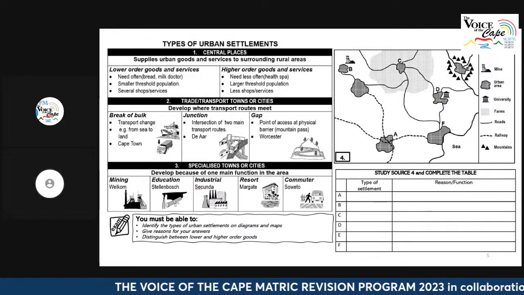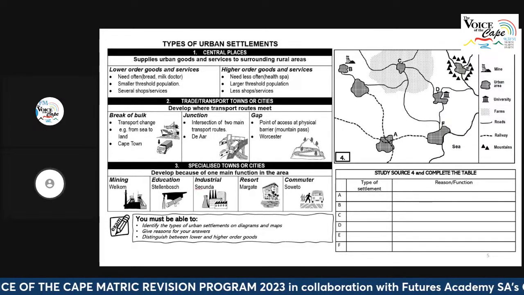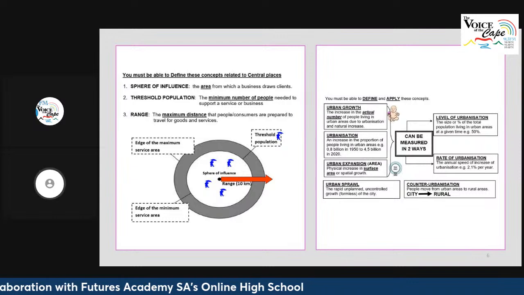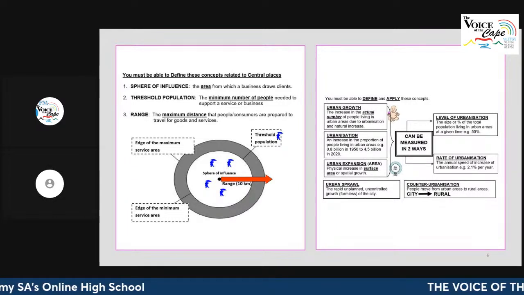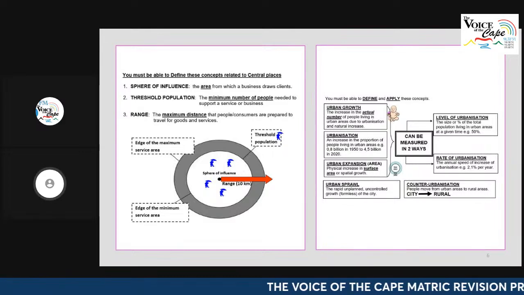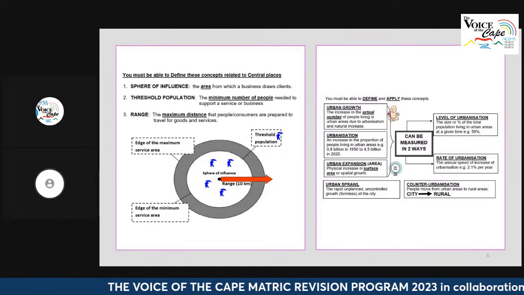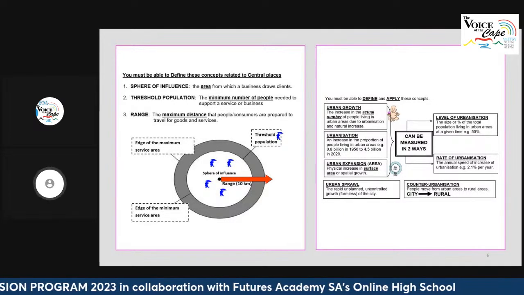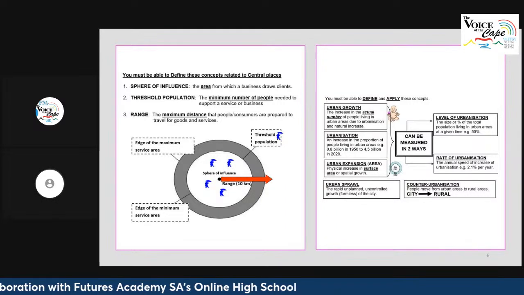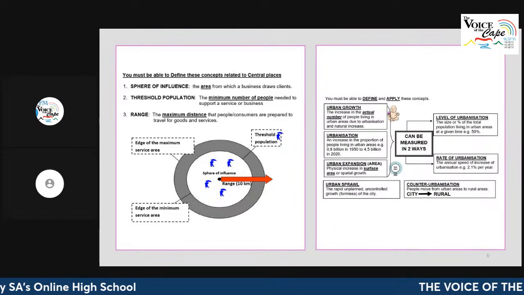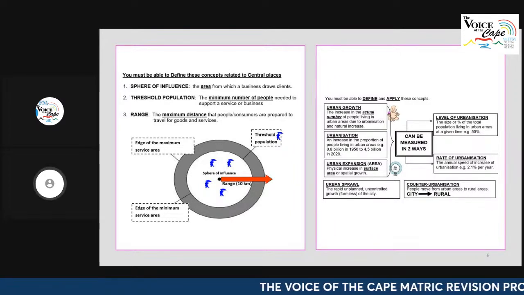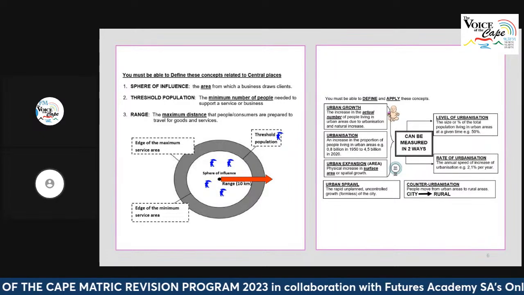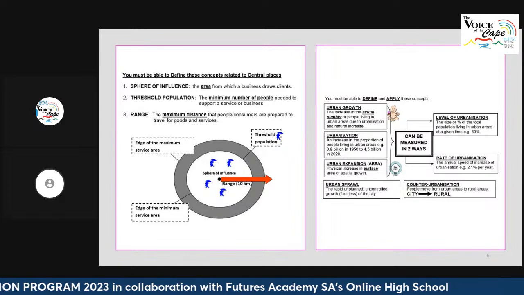So the threshold means the customer range in which that particular good or service is required is much larger. Okay, so when I talk about threshold, let's bring you back down. You get three different concepts with regards to an urban settlement that are extremely important to know. The first one is the sphere of influence. This means the total area from which a business draws its clients. So sphere of influence is how big the area needs to be in order for you to obtain your customers.